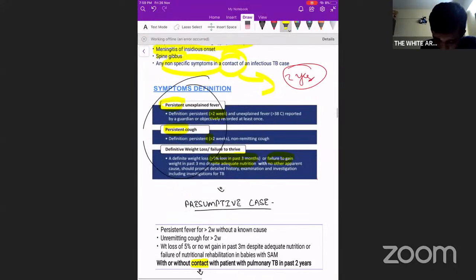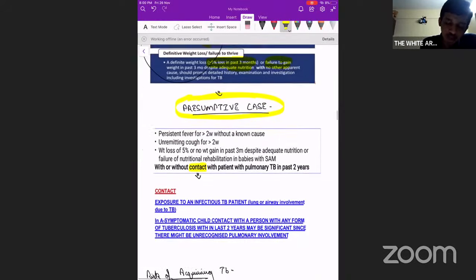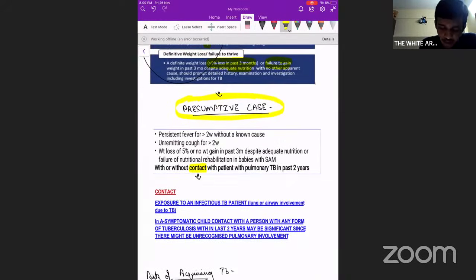We call them a presumptive case. So we call them a presumptive case of tuberculosis. Once we get a child with a presumptive case of tuberculosis, we go further and do the diagnostic investigations which are required for us to diagnose it as tuberculosis.